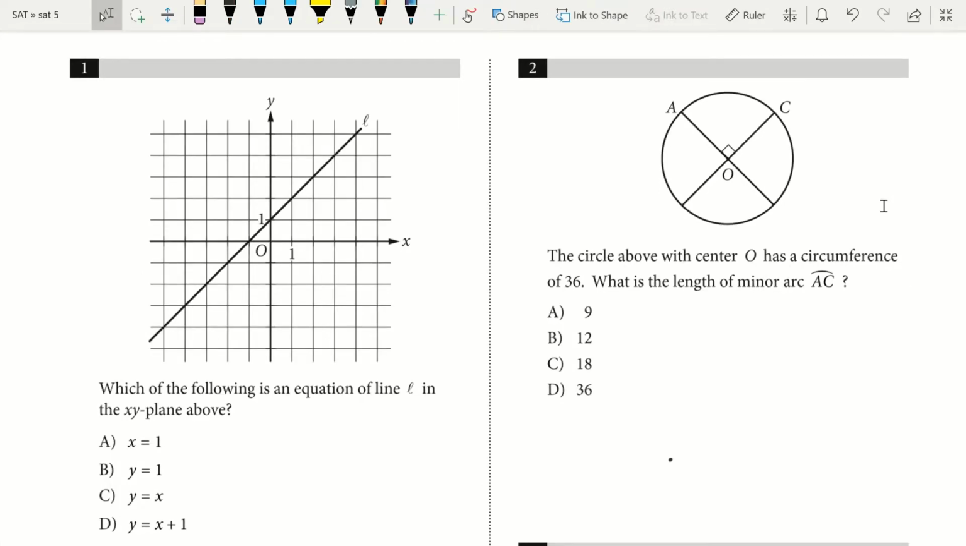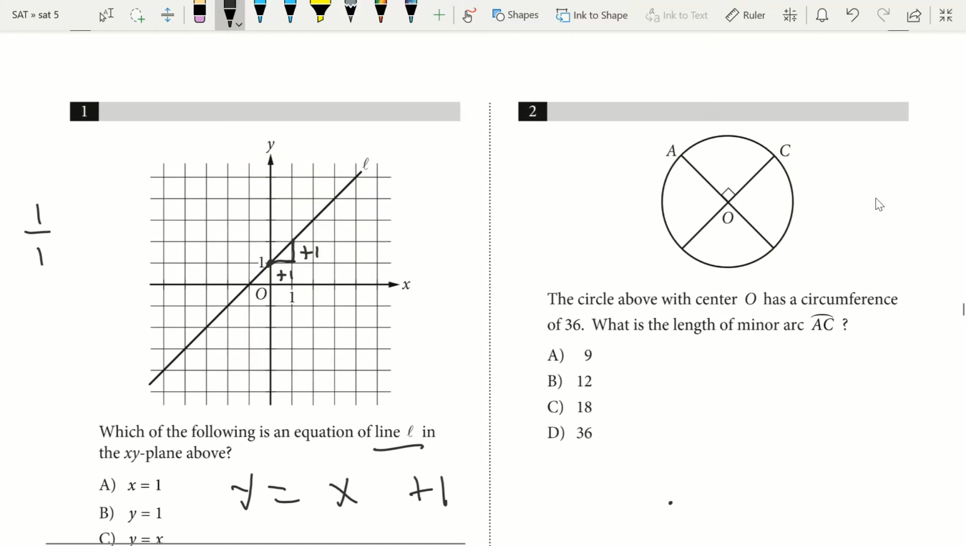Question 1. Which of the following is an equation of line L in the xy plane above? Well, we have line L on our graph, and we see it intersects our y-axis at 1. So we know our y-intercept will be 1, so we can go ahead and write our plus 1 in our equation. Now we have to solve for our slope. Well, we see that if we go over 1, so if we run 1, we also go up 1. So our rise over our run is 1 over 1, which means our equation will be y equals x plus 1, which is choice D.